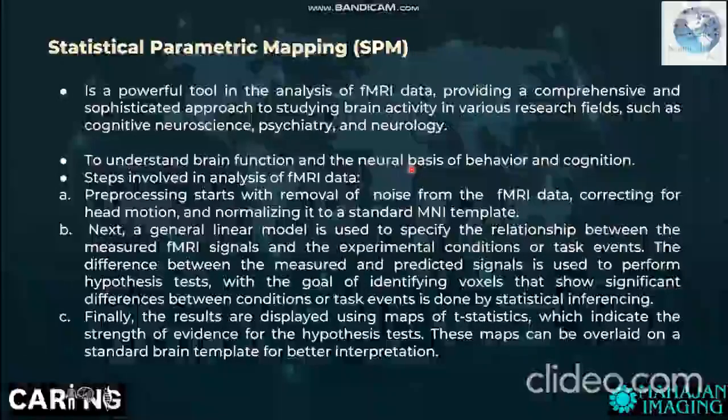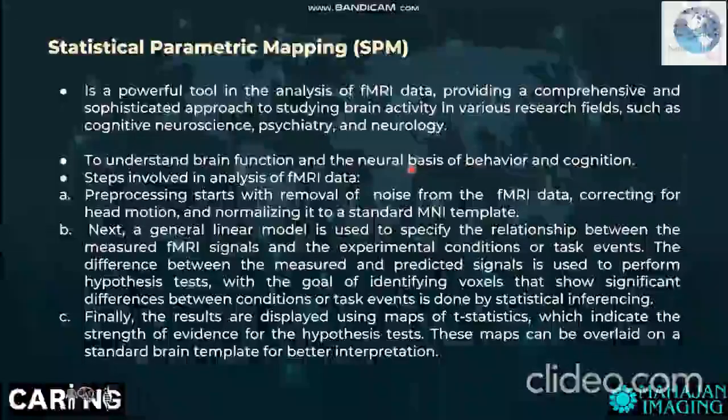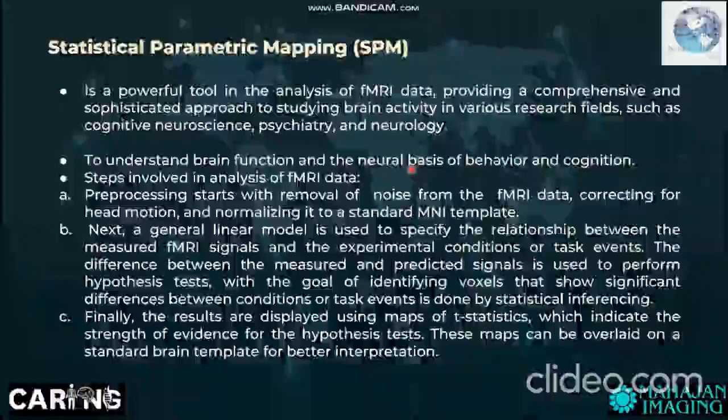There are three main stages involved in analysis of the data from any fMRI experiment. First is pre-processing, which involves steps for removing the noise and the patient motion. The next step is the general linear model. The third is the results, which are displayed using maps of T statistics.